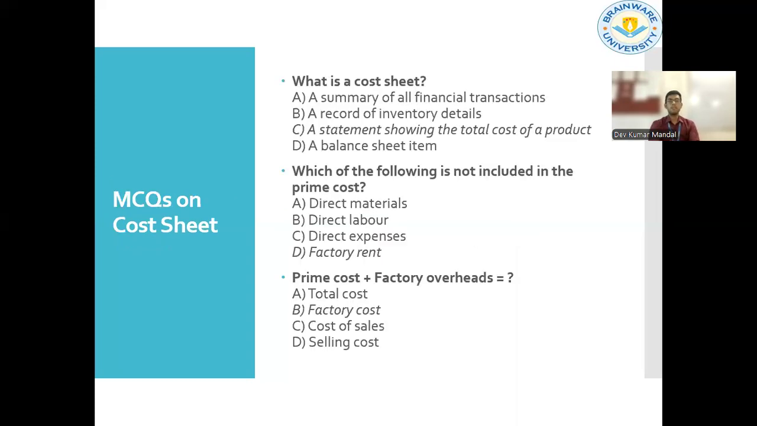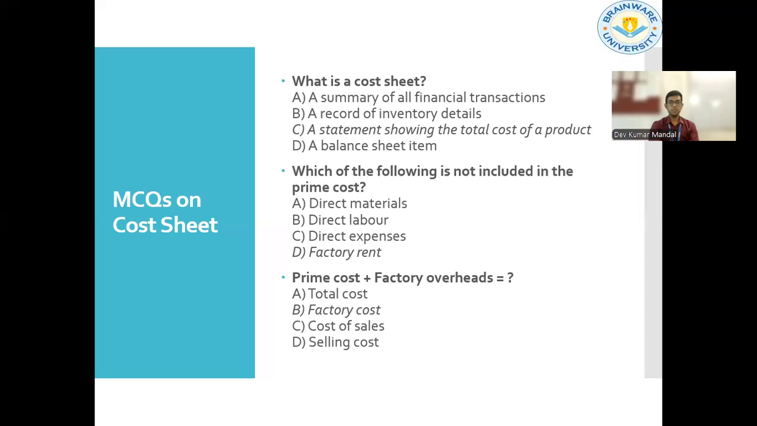Okay. So here are some MCQs for you. So the first MCQ is, what is a cost sheet? There are 4 options given. It is a summary of all financial transactions. Second is the record of inventory details. The third one is the statement showing the total cost of a product. And the fourth one is a balance sheet item. So just quickly tell me what will be the answer for this particular MCQ. Yes, very right. The correct option is option number C. A cost sheet is a statement showing the total cost of a product or service.